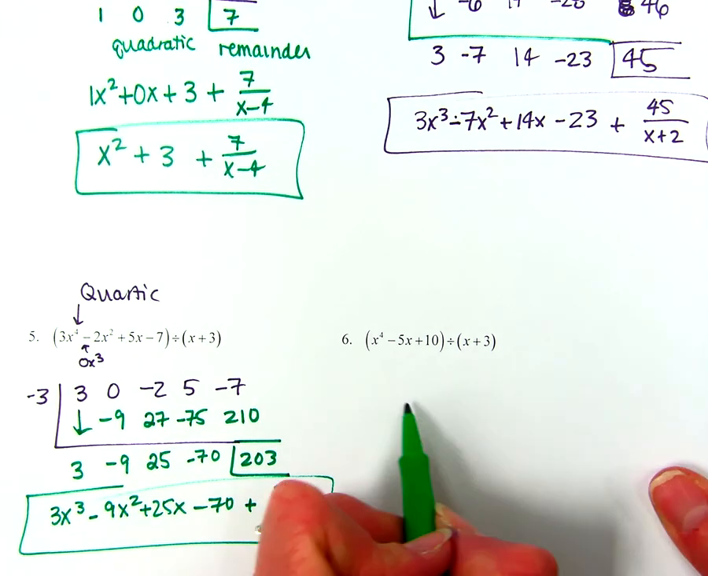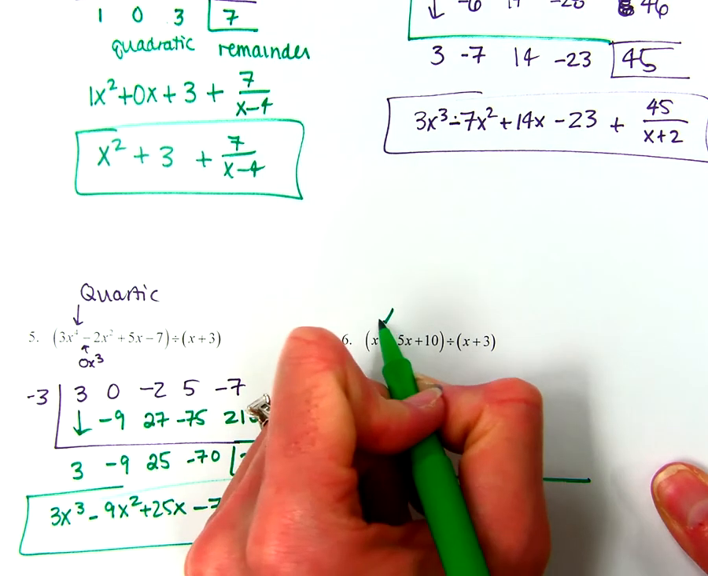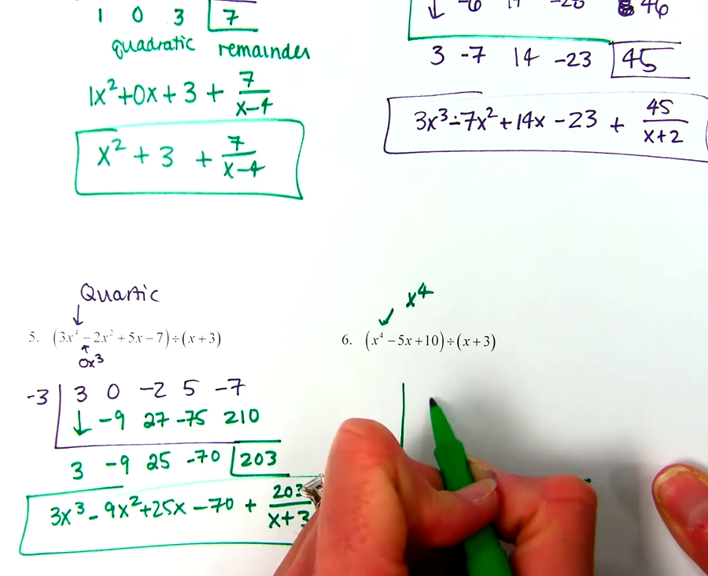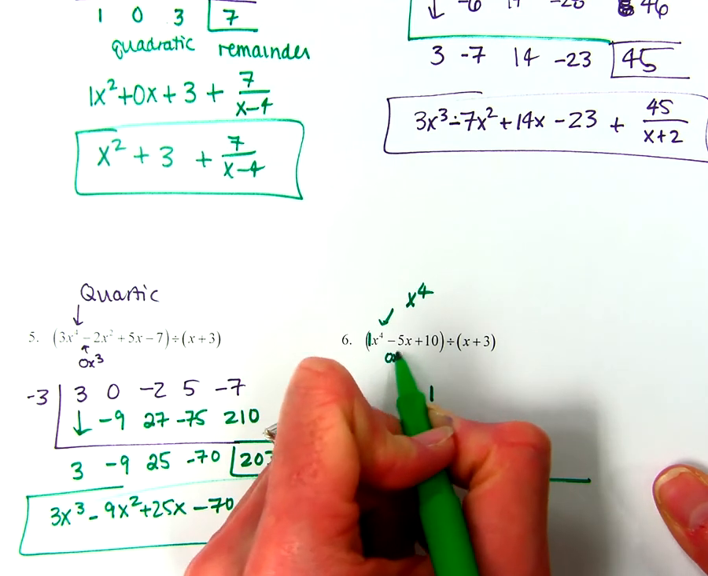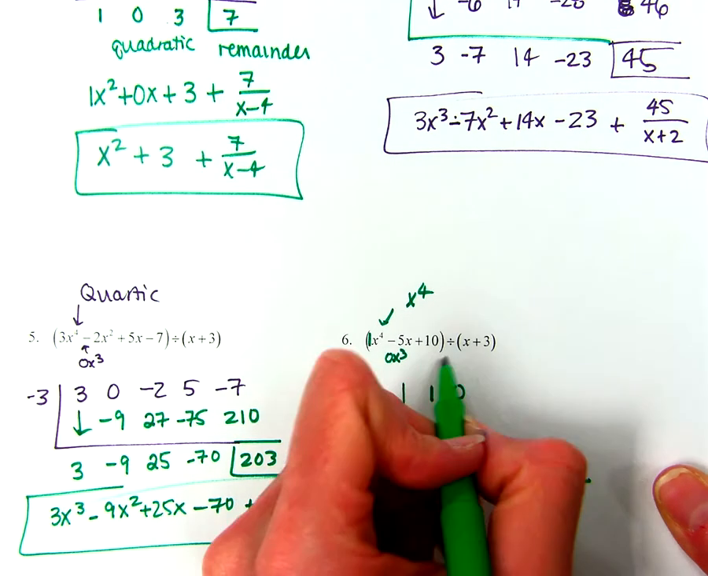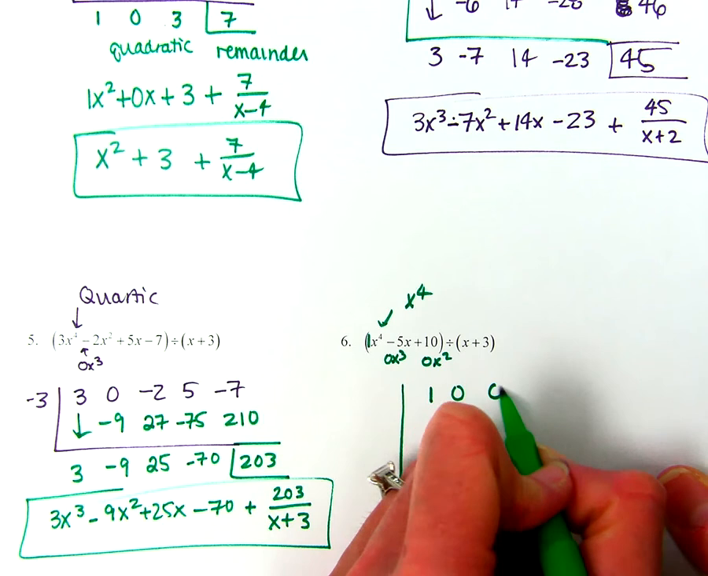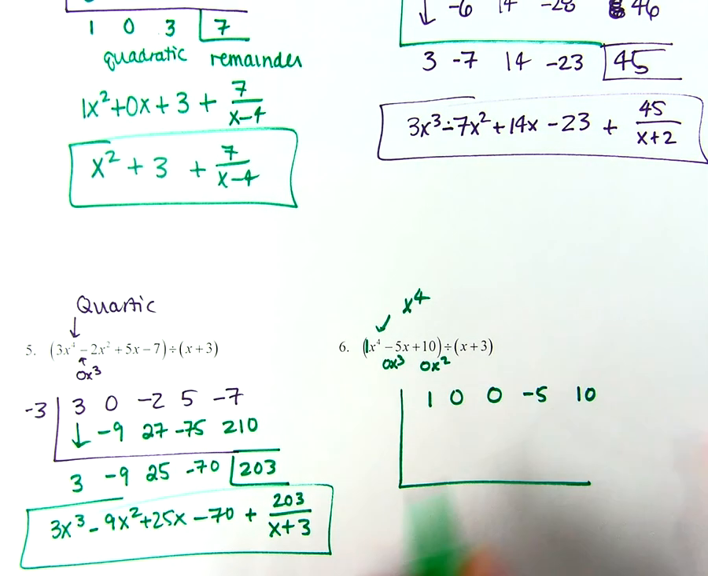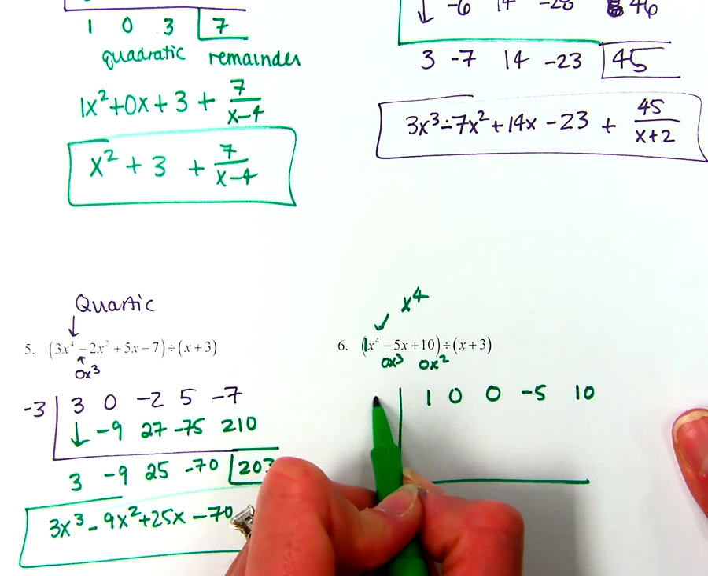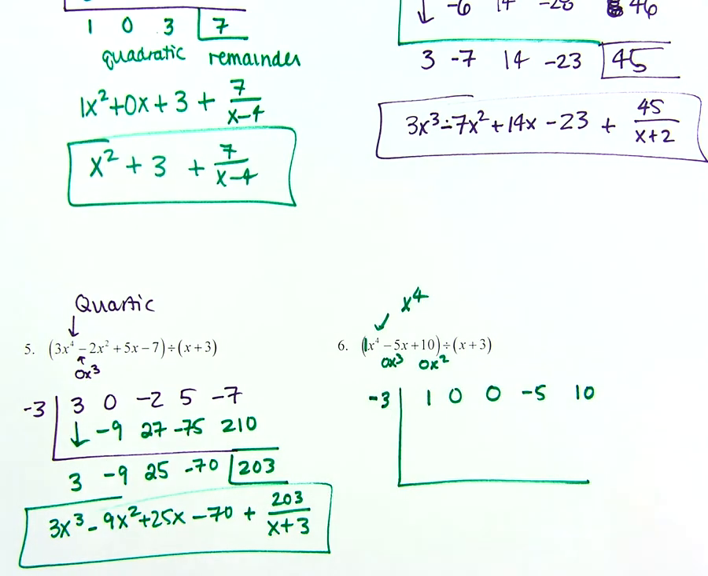So we're going to do the last problem. Notice that you have x to the 4th. So I need 1x to the 4th. There are no x cubes here, so I need a column for that. Do I have any x squared? Nope, so I need another column for that. I do have negative 5x's, and I have a 10. So now the opposite of my x plus 3 is negative 3.